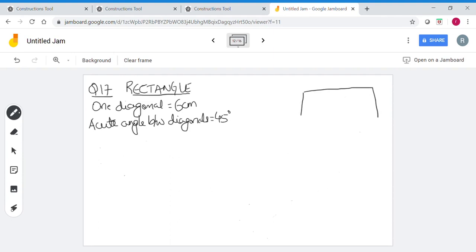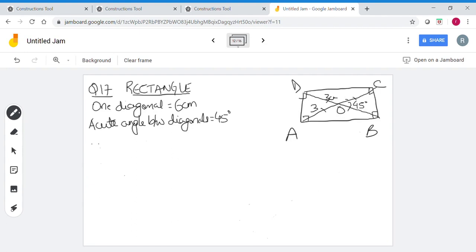This is a rectangle. A, B, C and D. All angles are 90. Perfect. One diagonal is 6 centimeter. And the acute angle between diagonals, which means there's a second diagonal as well, and the acute angle between them is 45 degree. So we know this property of a rectangle, that diagonals bisect each other, and the diagonals are equal, which means all four parts, which is OA, OB, OC and OD are equal, and they are half the diagonal, which means they are 3 centimeter in length.